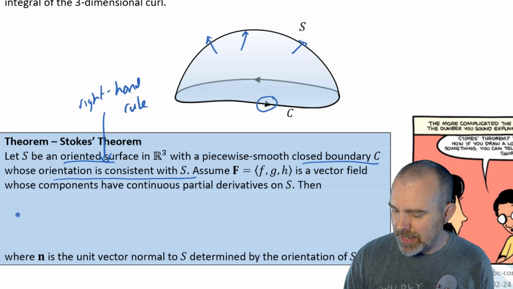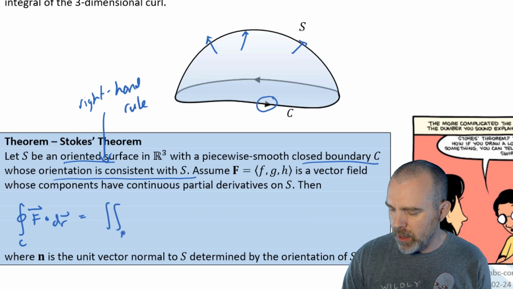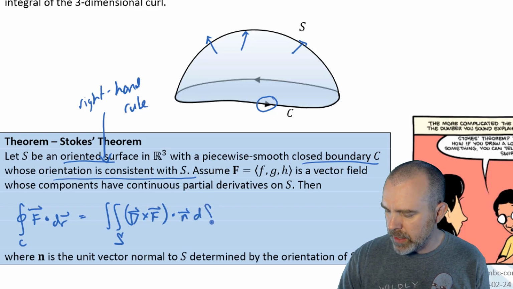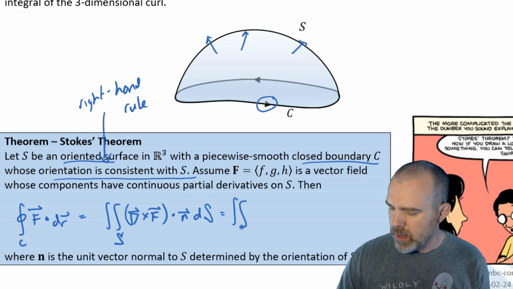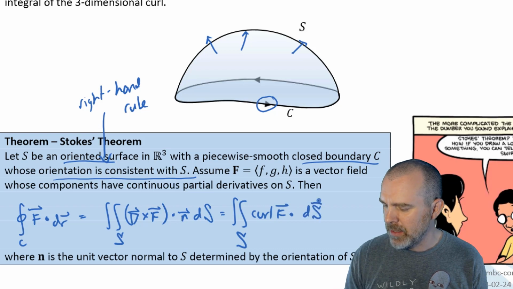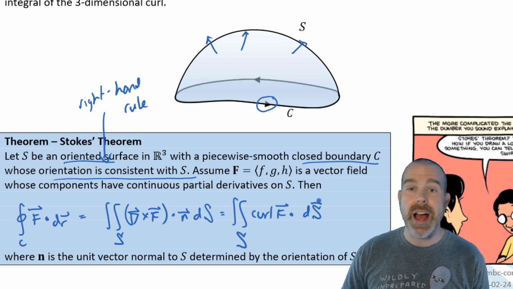So what Stokes' theorem says is that the line integral of the field F dot dr, so the circulation, is equal to the surface integral of the curl, that is the gradient operator cross product with the field, F, dot n dS. You'll often see this surface integral notated as just curl F dot dS, which is just the notation for that. Okay, so let's try an example.